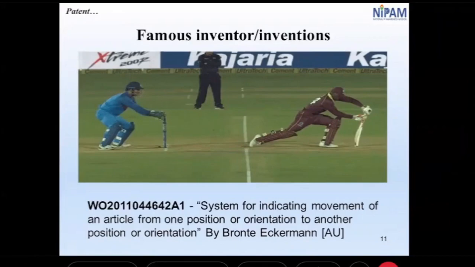So whenever the ball hits the stump, if the ball really touches it, the orientation will change, and if the orientation slightly changes, the LED will glow. So it is easier to identify whether the ball has touched the stump or not. I have given this example because it is easy to understand, and the importance is that this is a very basic kind of invention.